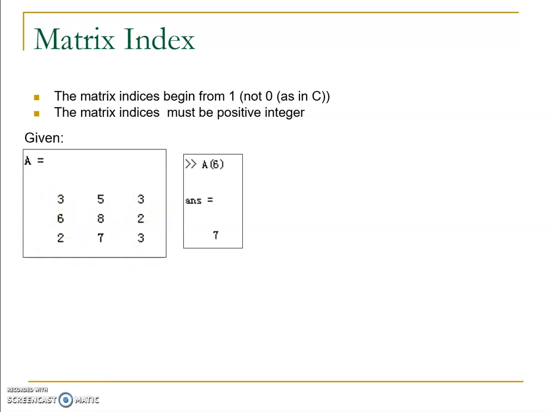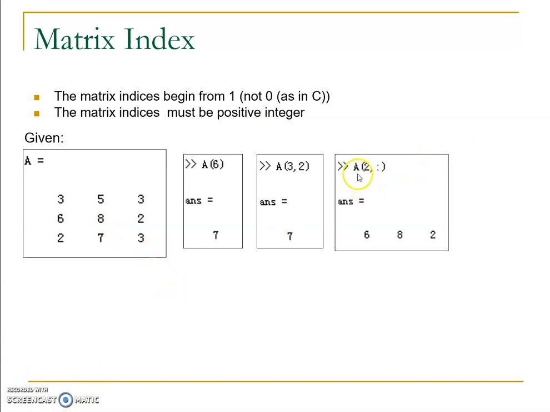Let's consider a matrix A with these contents. Now what will be A of 6? Considering this as the matrix and the indices as 1, 2, 3, 4, 5 and 6, A of 6 will be 7. Similarly, A of 3 by 2, meaning the third row and second column. So let's say this is our third row and second column, and the answer is 7.